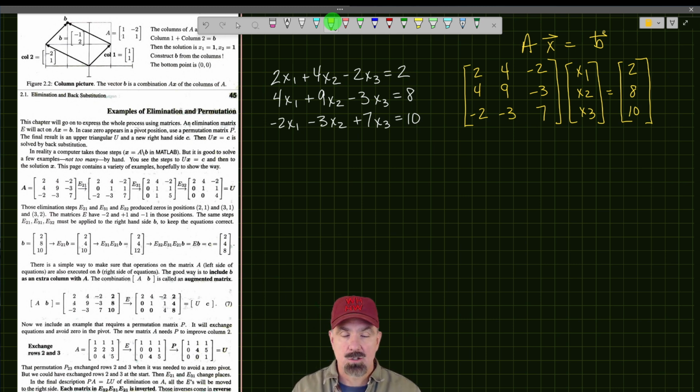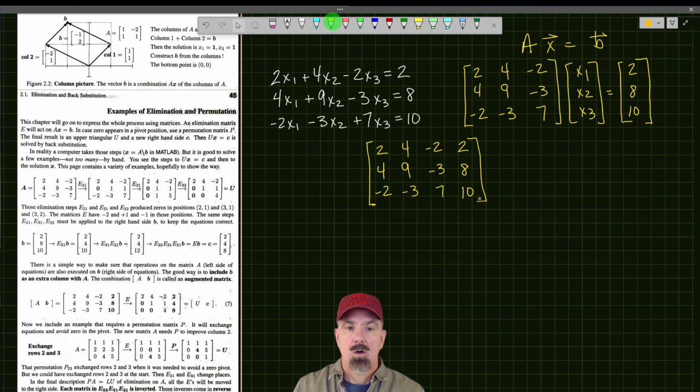We are going to do our elimination matrices in order to reduce this to an upper triangular system. Let me rewrite the matrix. All right, so what I've done here is I've created what's called an augmented matrix. And he references augmented matrix right here. It's when I take the A matrix, the coefficient matrix, and I augment the right-hand side vector on.